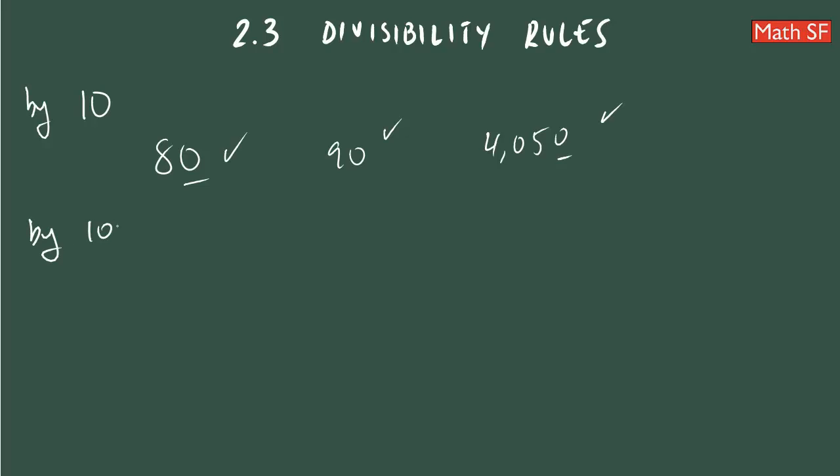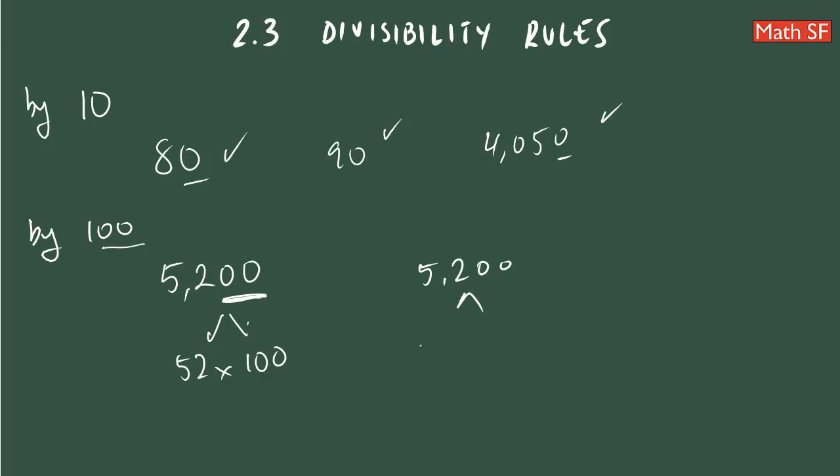What about by 100? Now let's see. 5200, is this divisible by 100? Yes, because there are 2 zeros, therefore the number is divisible by 100. So if it ends in 2 zeros, it means the number is divisible by 100. And yes, it is divisible by 10 as well. But you will really want to break it down as 52 times 100 rather than breaking it down as 520 times 10.